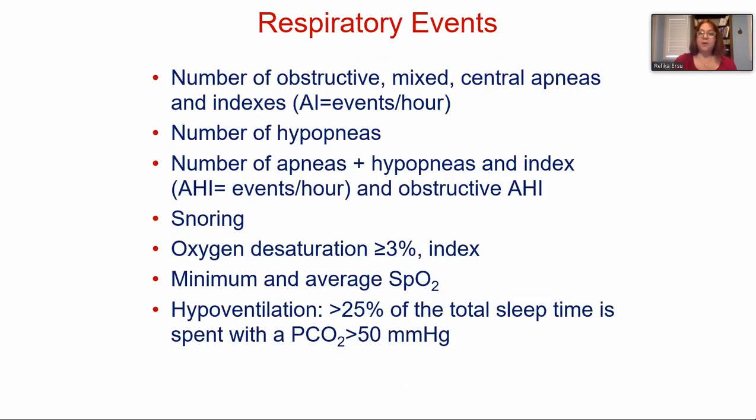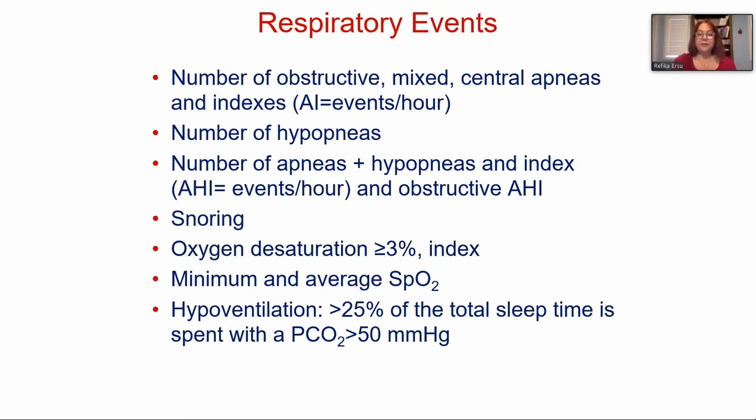So when we score all these respiratory events, we then calculate the number of obstructive, mixed, central apneas and indexes. And this is apnea index, events per hour. We also calculate the number of hypopneas. And I didn't touch here, in the interest of time and the number of slides, but in children, and in adults too, you can also separate hypopneas as obstructive or central. Sometimes it's very helpful, but that requires another scoring. Like you look at the paradoxical breathing, you look at the snoring, and so forth.